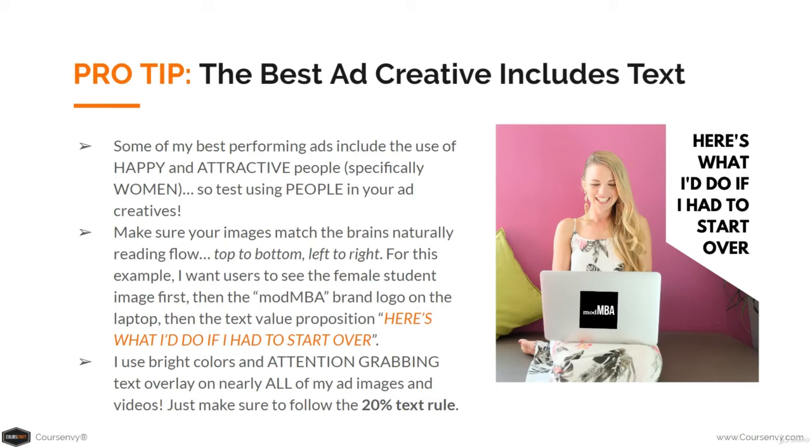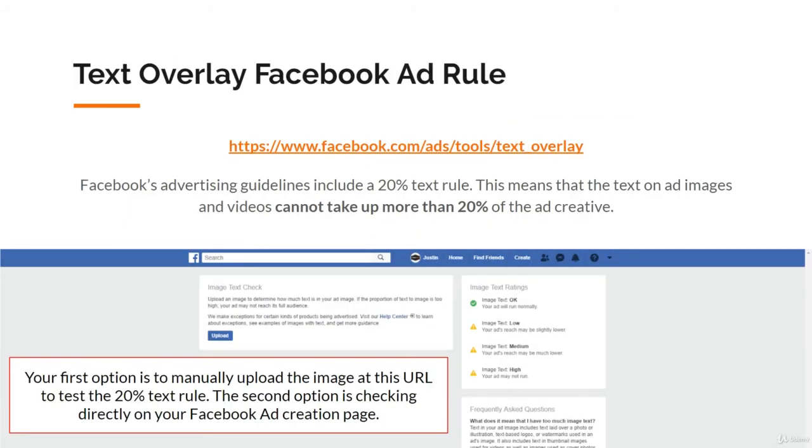Here's what I do if I had to start over. So I use bright colors, specifically in my image background, an attractive woman, and an attention-grabbing text overlay on nearly all of my ad images and videos. Now with this text overlay, make sure to follow the 20% text rule. Facebook advertising guidelines include a 20% text rule. This means that the text on ad images and videos cannot take up more than 20% of the ad creative.